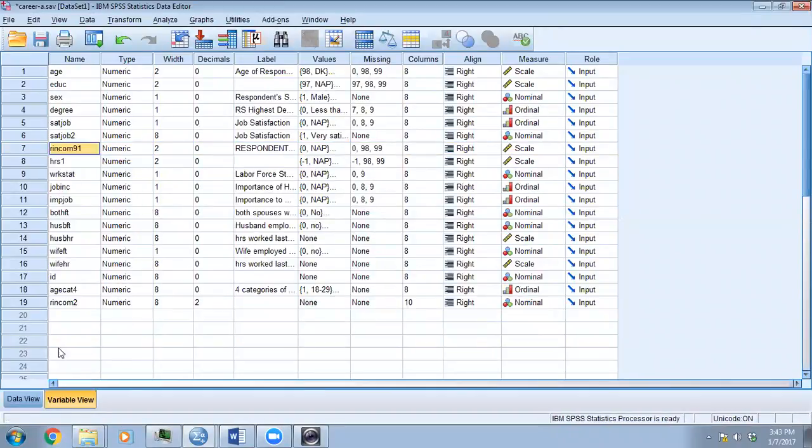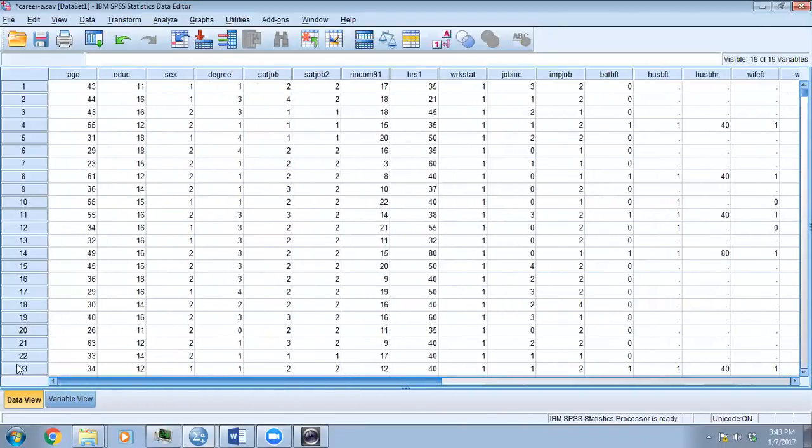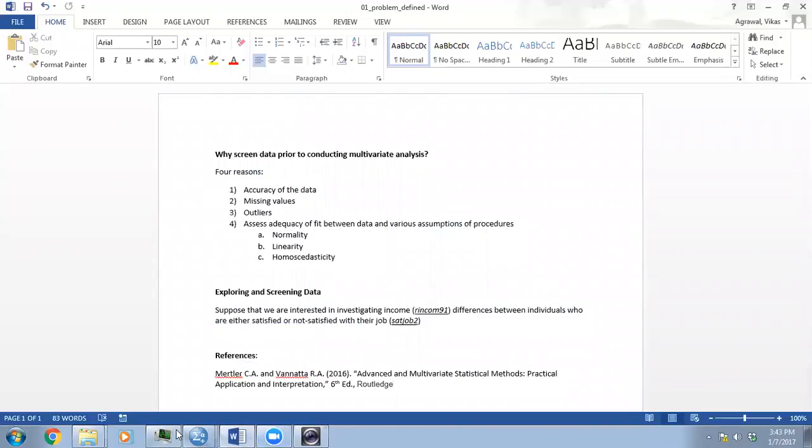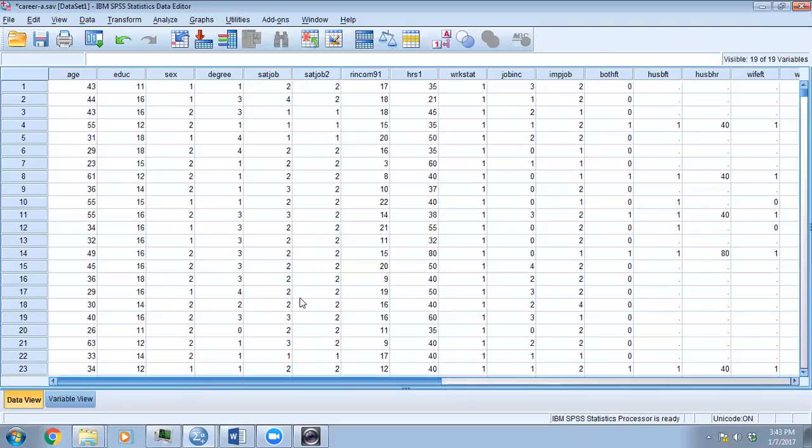Okay, so we just created our income 2 here, and where we have those values, we treated them as missing values. So category 22, 98, 99. Now we have taken care of the first point, the accuracy of the data. Now it looks like our data is valid here. We're going to move on and do what we call missing value analysis.